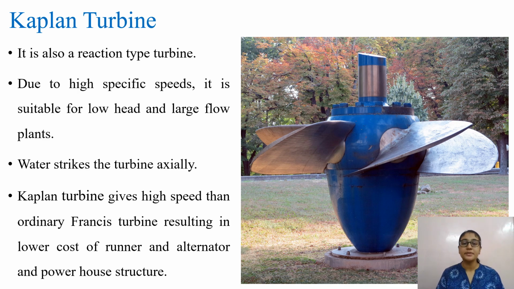Kaplan turbine gives high speed than ordinary Francis turbine, resulting in the lower cost of runner, alternator and the powerhouse structure. Its efficiency is about 90% at all loads. The special feature of Kaplan turbine is that its runner is capable of reverse operation as a pump and is therefore ideally suited to pump storage plants.